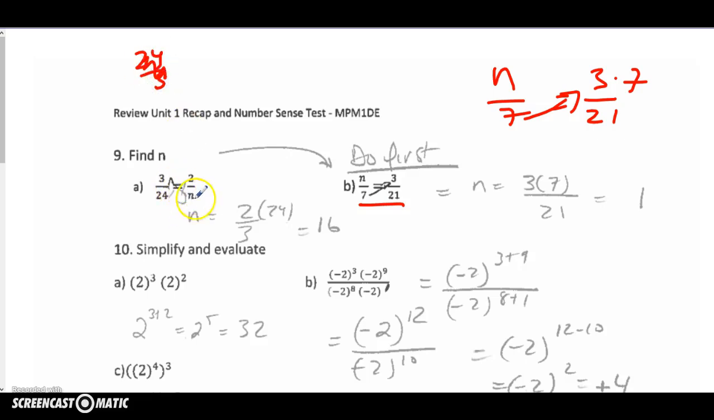I don't really bother with that. What I say is this. I'm going to bring the n up here. It's on the bottom. I bring it to the top, so it's up here. So now I have 3n over 24 is equal to 2. So I multiply both sides by 3.